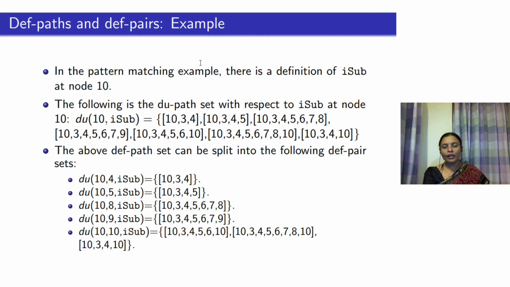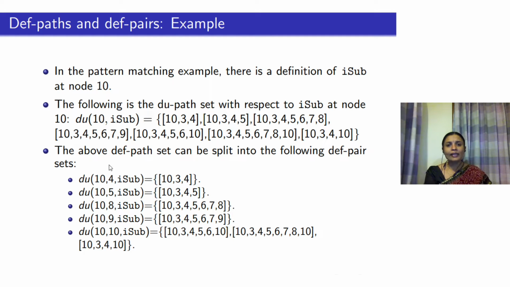In this example, we just saw that there was a definition of I sub at node 10. If I collect the DU path set for I sub at node 10, then this whole thing would be the set. This one that goes from 10 to the edge 3, 4, as we saw, 10 to the edge 3, 4 to the definition at node 5, and then all the way down to 6, 7, 8, 6, 7, 9, and then back to 10 in three different ways, right? So this is the whole thing, which is the DU path set.